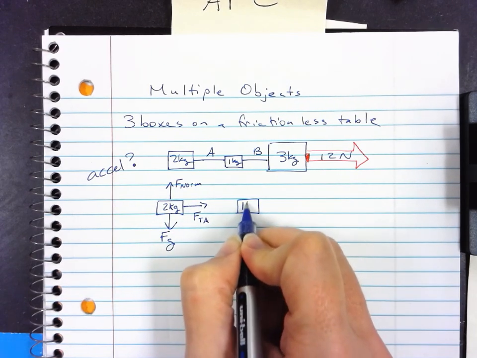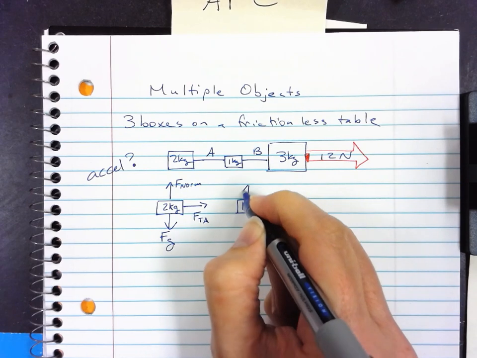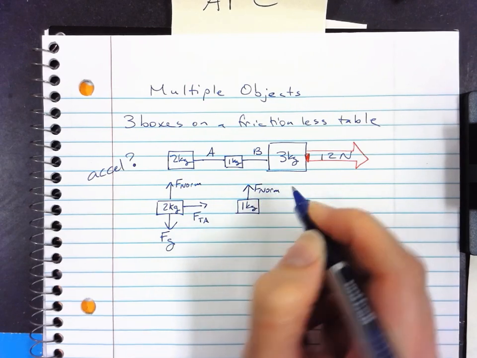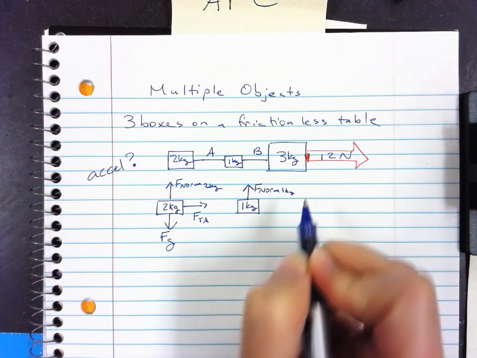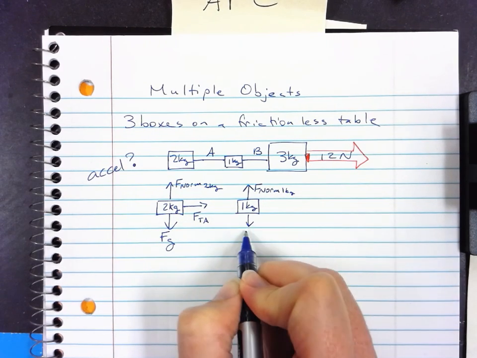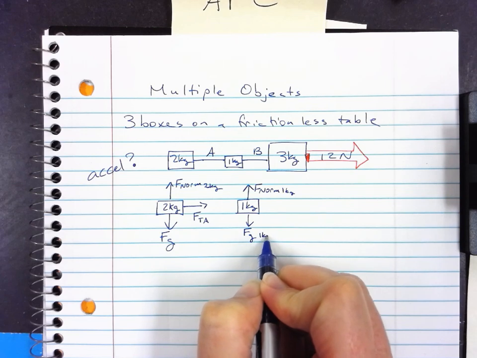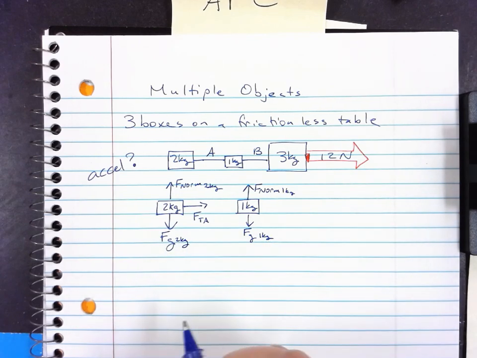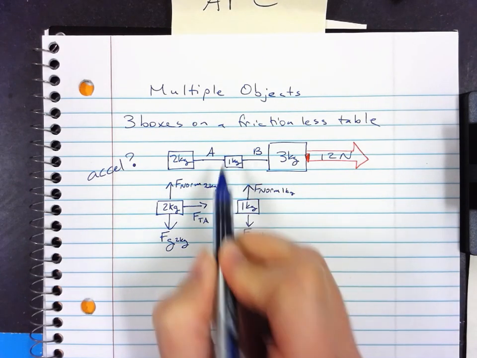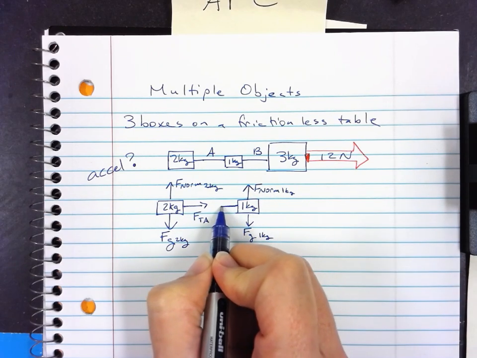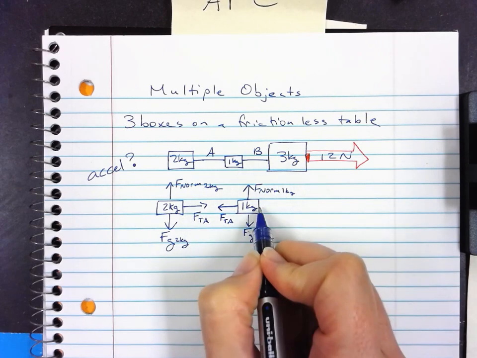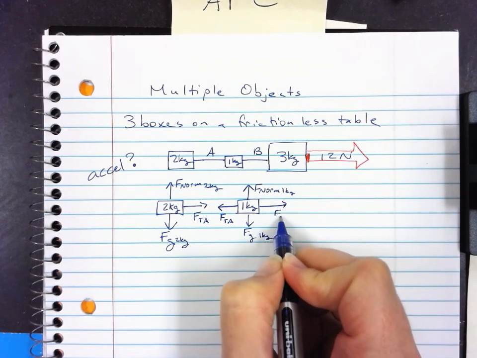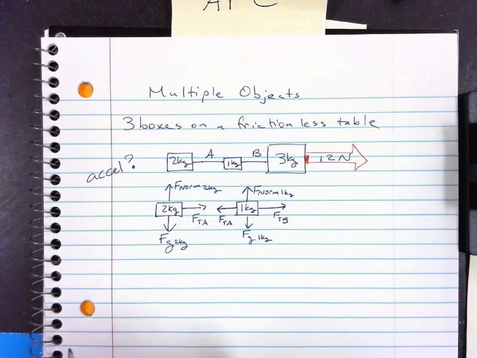Then we have the 1 kg box and there's a normal force on it. Wait, now I have 2 normal forces. This is for the 2 kg object. This is on the 1 kg object. And of course it has gravity. But now this is the 1 kg object, and this is the 2 kg object. Now it has 2 ropes attached to it. FTA is attached on this side, so it's holding it back. FTB is pulling it forward.